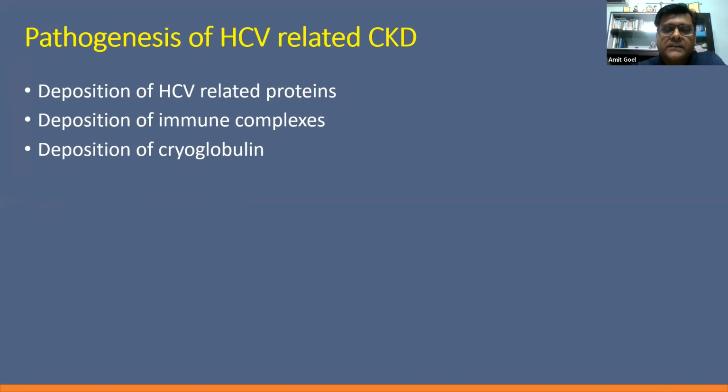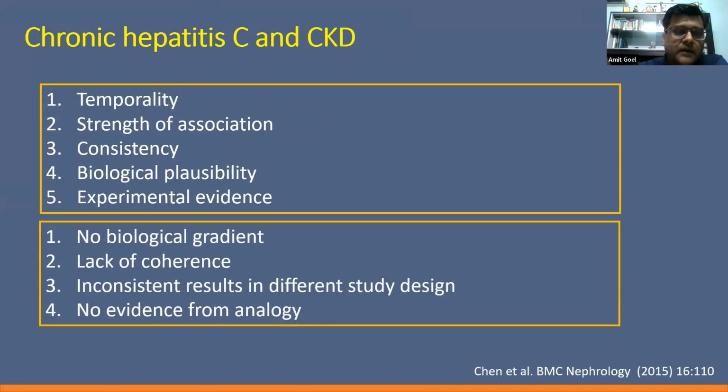The pathogenesis for HCV-related chronic kidney disease could be the deposition of HCV-related proteins, deposition of immune complex, antigen-antibody complex, or deposition of cryoglobulin in the mesangium. All this could lead to chronic kidney disease.